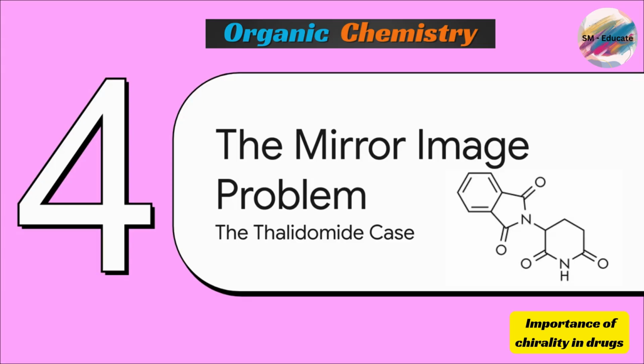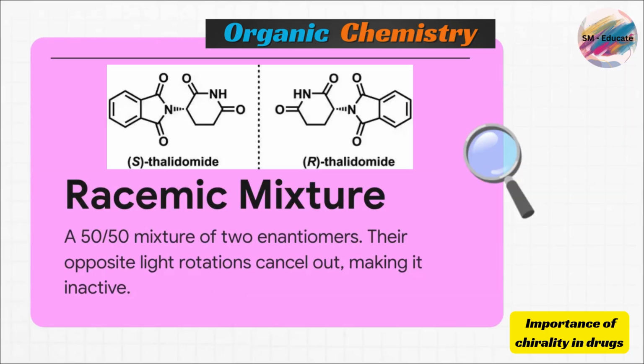Okay, now we have all the pieces of the puzzle. We have all the clues. Let's get back to the scene of the crime and see how this all applies to the thalidomide tragedy. Remember how I said the drug was a mix? Well, that drug they were selling back in the 50s wasn't pure. It was what's called a racemic mixture, basically a perfect 50-50 cocktail of the left-handed and the right-handed versions. And while their opposite effects on light just canceled each other out, what they did to the human body, well, that was a whole other story.